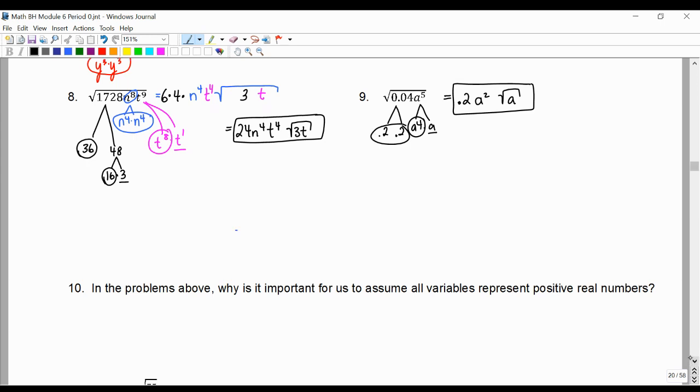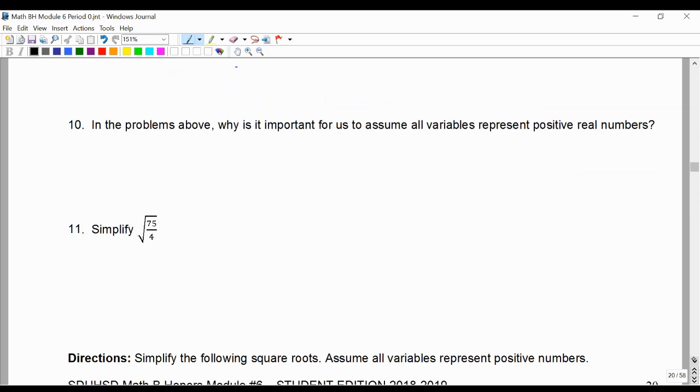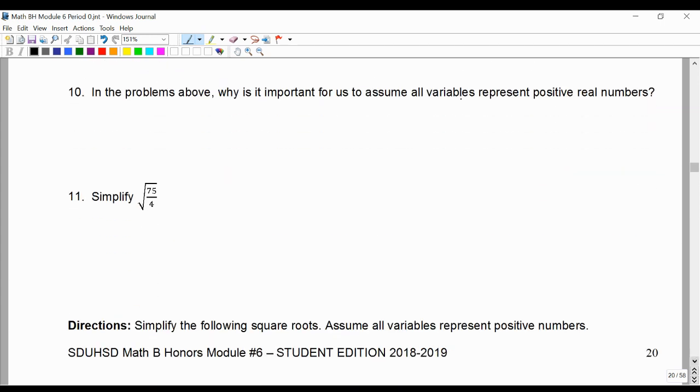All right. And then there was a set of instructions on the previous problems that said assume all variables represent positive real numbers. Let's think about why. It probably won't impact our answers currently in eighth grade, but in ninth grade, it is important to understand why this is important. So let's pick an example, an easy one, and we're going to pick the square root of x squared. And the simplified version of that is x.